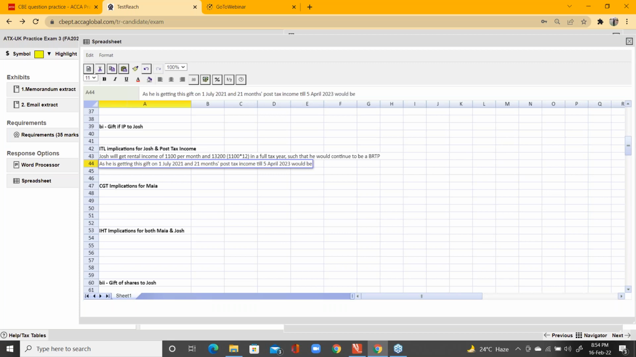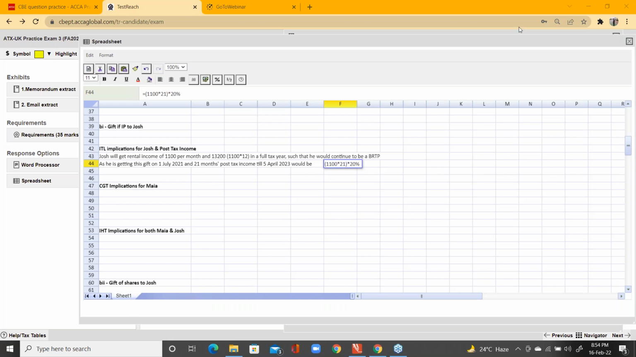What will be the post-tax income? By the way, very simple. If he is going to receive 1100 per month for a total period of 21 months, a 20% income tax liability would be applied, because he is still considered a basic rate taxpayer.